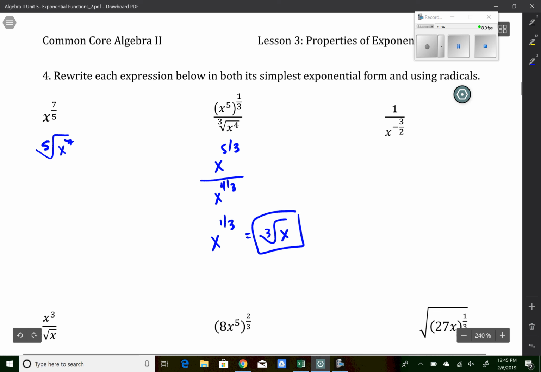For the third one, I see a negative exponent, so first word that pops in my head is reciprocal. So if I take the reciprocal of that fraction, I get x to the positive 3/2, right? Remember, taking a reciprocal changes the negative exponent to a positive. So then this becomes the square root of x to the third power.